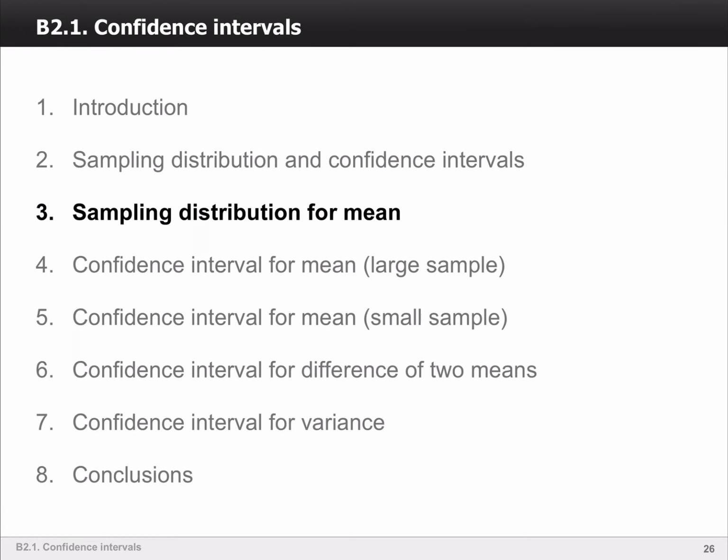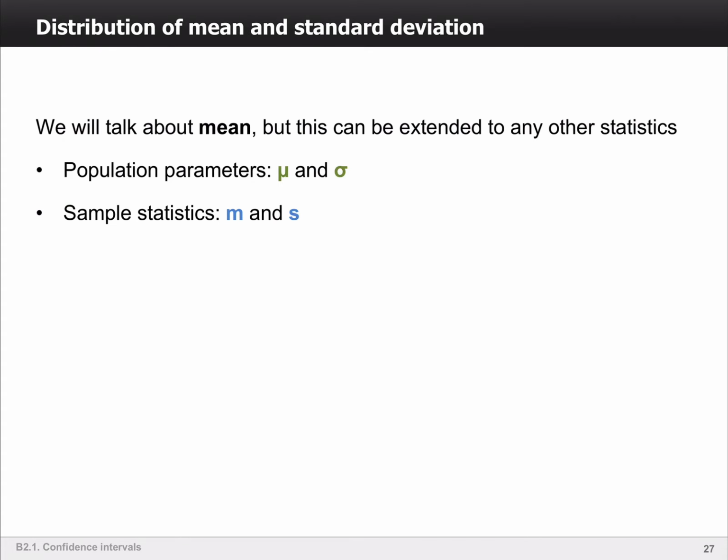Now we have learned something about proportion, how to calculate confidence intervals for proportion. And it's time to talk about the average, the next statistic, which is widely used. Most of the time you will calculate the confidence intervals either for the average or for the difference of average values, okay? So we have the same idea.